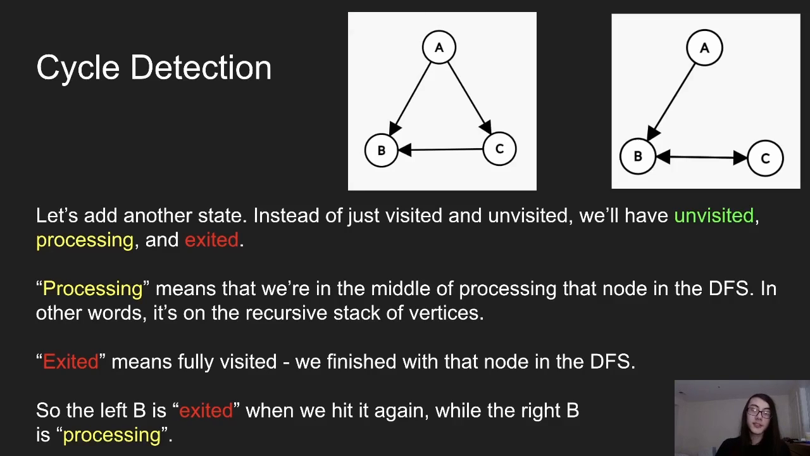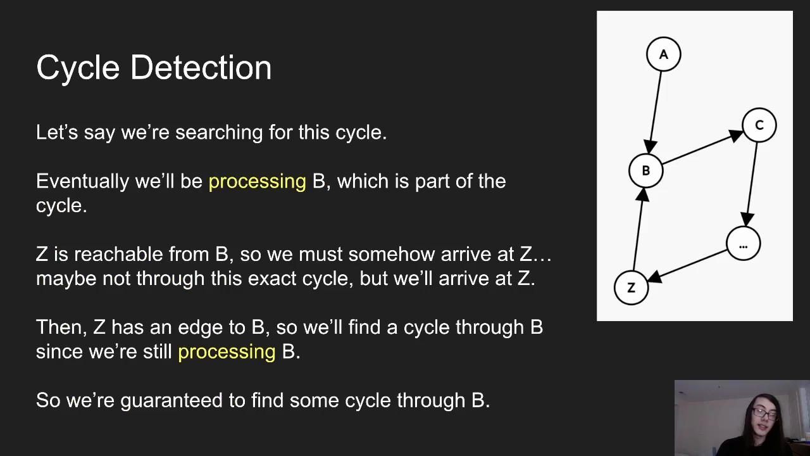Okay, two questions remain. The first is, does this actually work? Is there a possibility that we don't find a cycle with this algorithm? Will this algorithm work? The answer is yes. We will not miss any cycle as long as it's reachable from our starting node. And here's a quick explanation of why. Imagine we start at A and eventually we get to B. So if some cycle is reachable from our starting node, then all of its nodes are also reachable. So eventually we'll be processing B.